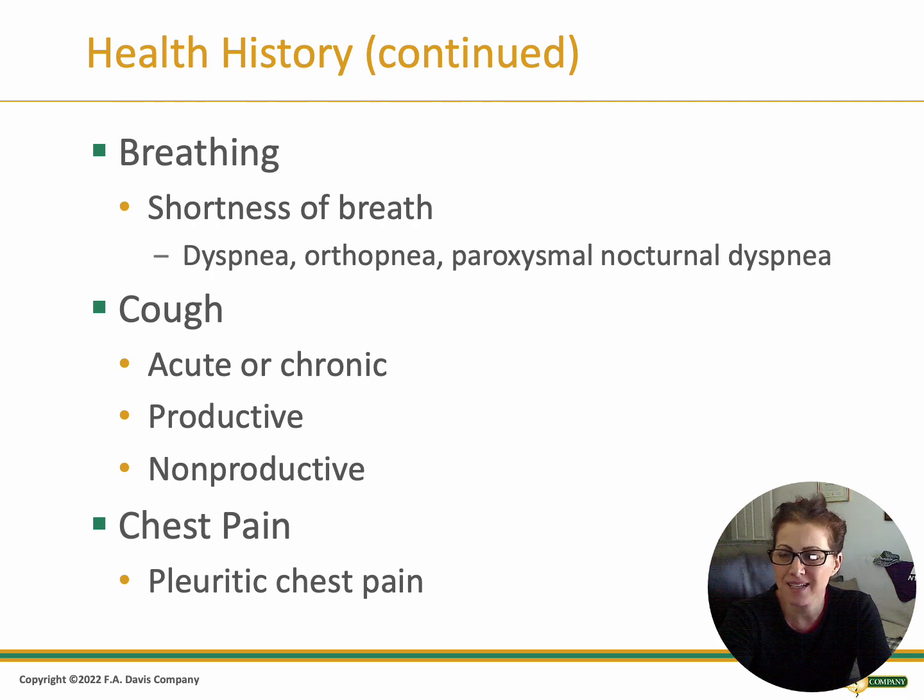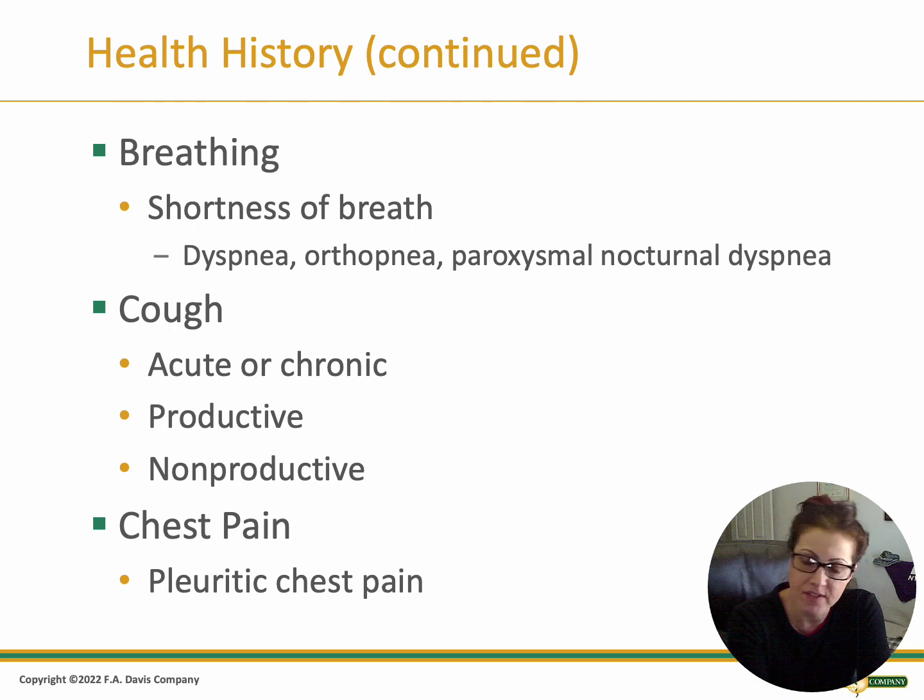You want to ask about their current history: shortness of breath, dyspnea, any difficulty with breathing, orthopnea. Do they have difficulty breathing when they're laying supine? Paroxysmal nocturnal dyspnea: do they have trouble breathing when they're sleeping? Do they have a history of sleep apnea? Do they snore? Do they have an acute or a chronic cough?